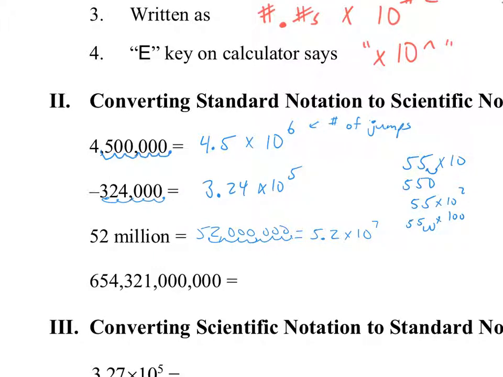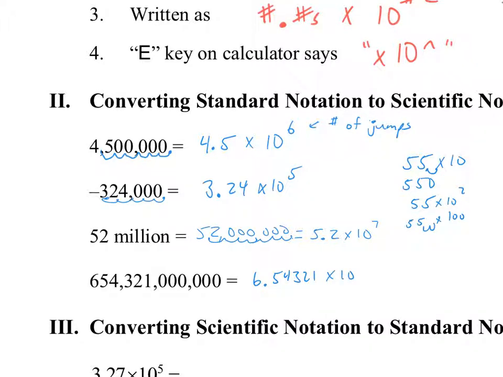654,321,000,000. How many digits are in my ones place? Am I going to put my ones place in my answer? How many digits to the left of the decimal? 1. Just the number 6. And then a decimal. And then all your other numbers: 5, 4, 3, 2, 1. Okay, you put all the numbers there. You don't put the zeros. You don't need the zeros.